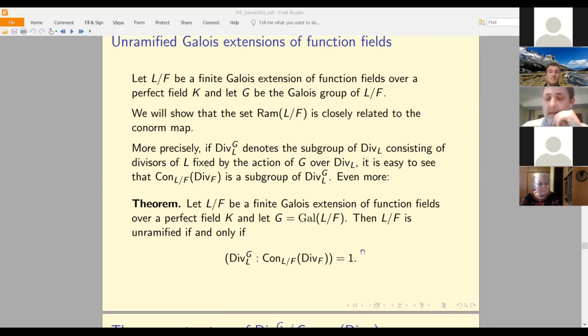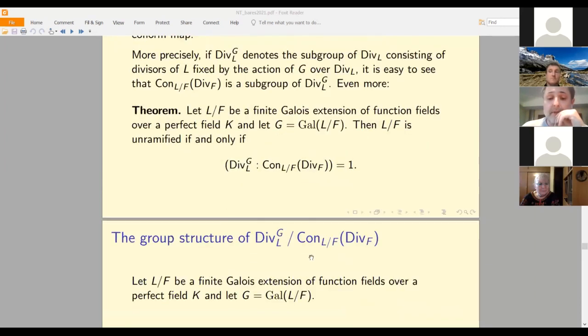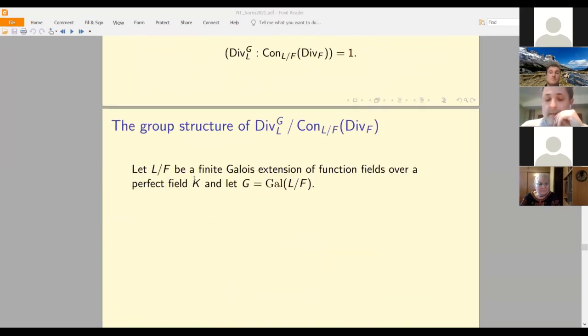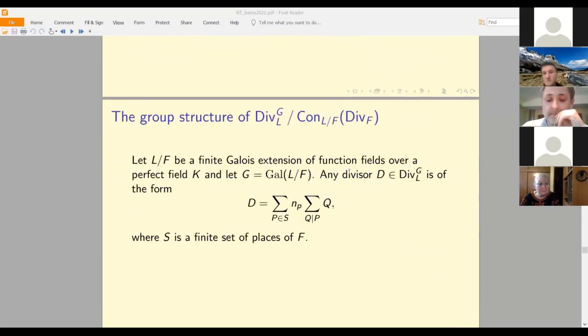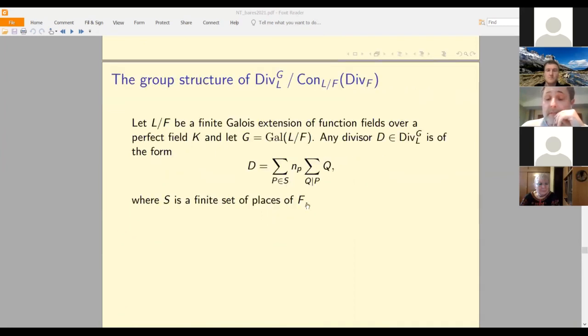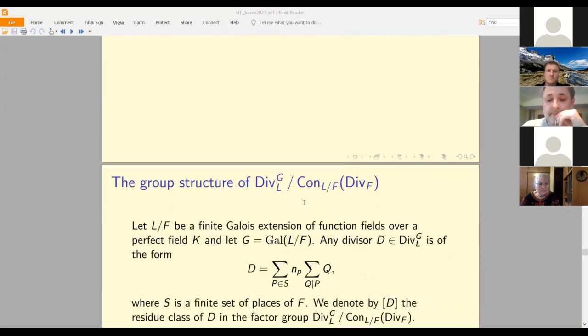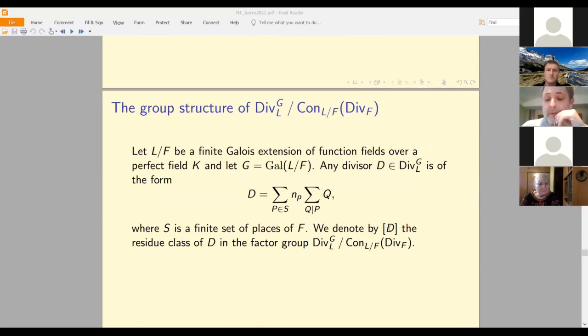So I came up with a proof, which is a very simple one, and it comes from the group structure of this quotient group. You take a finite Galois extension over a perfect field, and then you take the Galois group, we call it G. Any divisor fixed by the Galois group has to be of this form for some set of places of F. And then you denote by D in brackets the residue class of D in this quotient group.